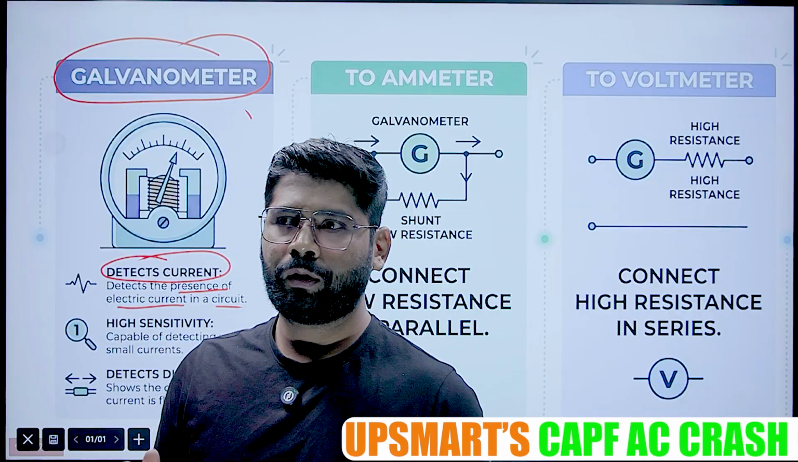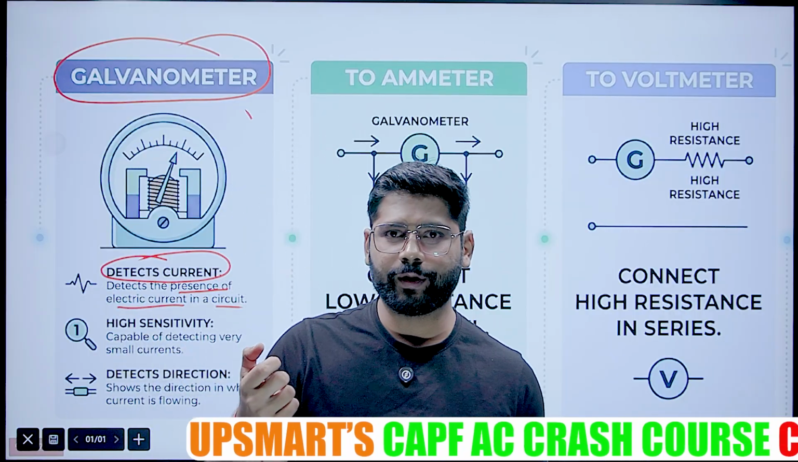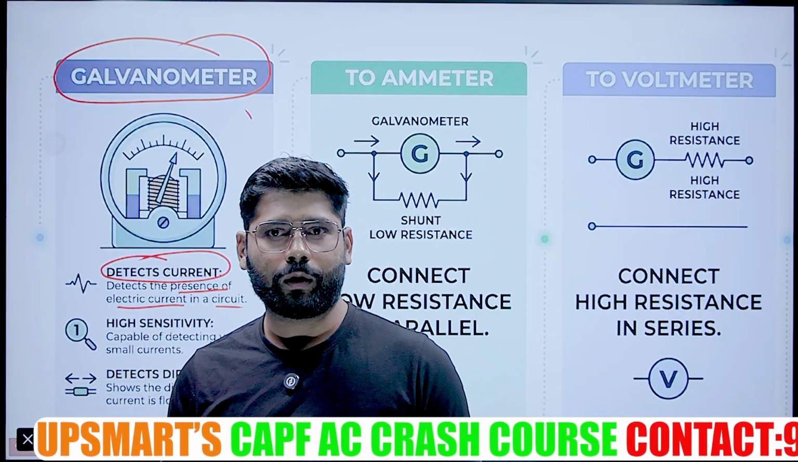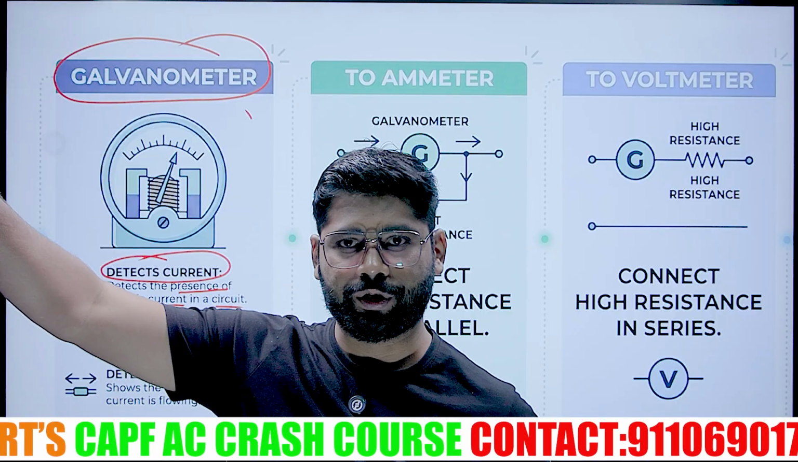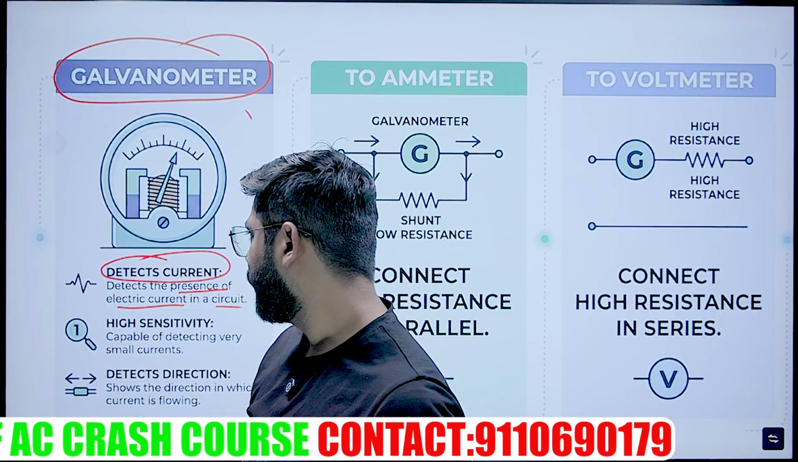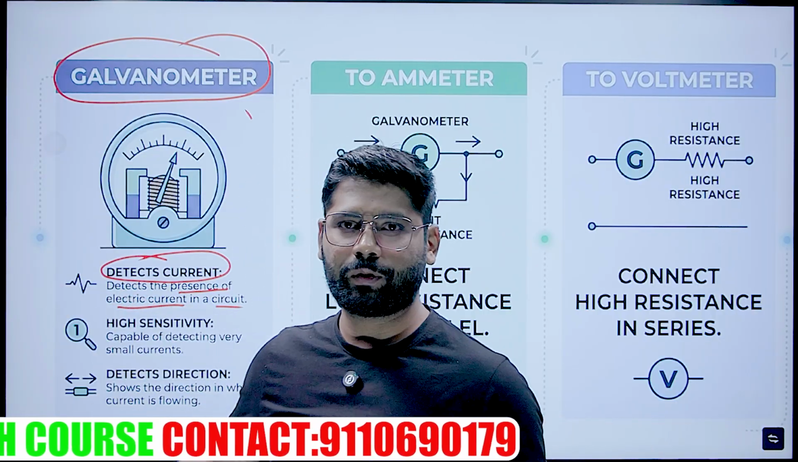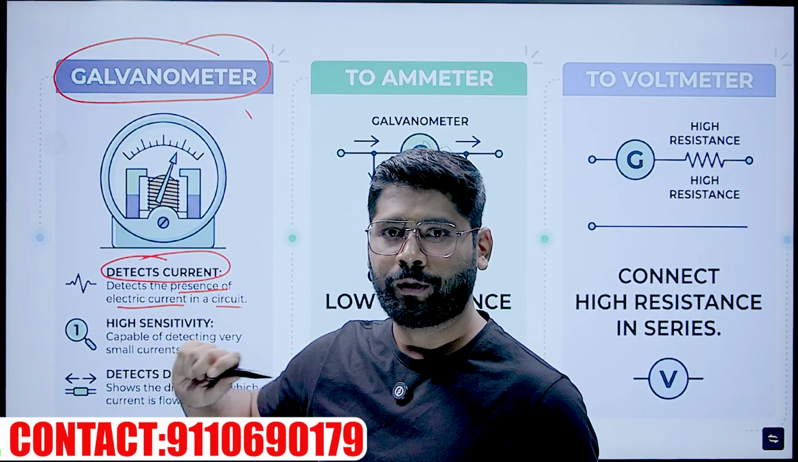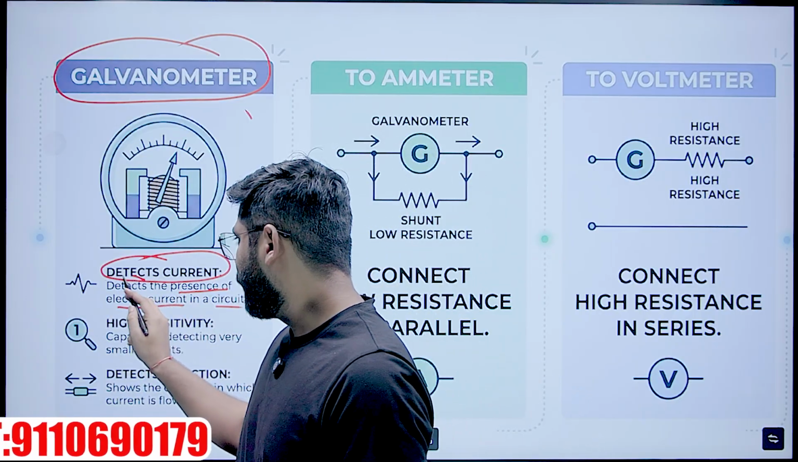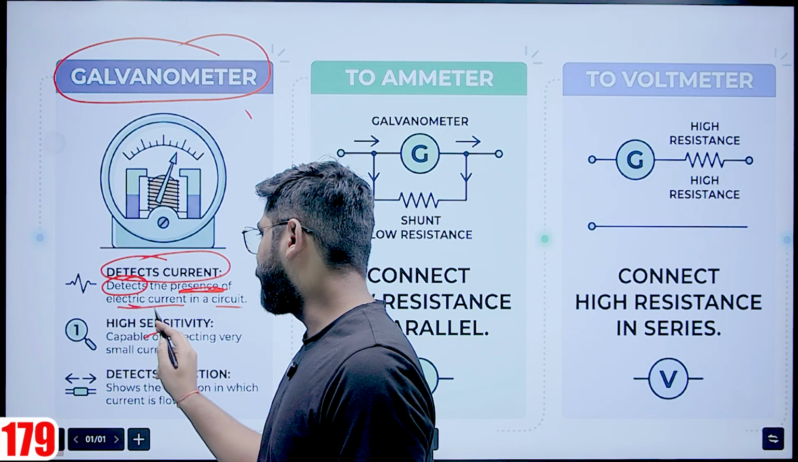Mostly it will be yellow in color. The electrician will bring this to check whether current is there. You have another option, to directly touch it and you will understand whether there is current or not, but it is risky. So for that, we use a galvanometer. What a galvanometer does is detect the presence of electric current in the circuit.